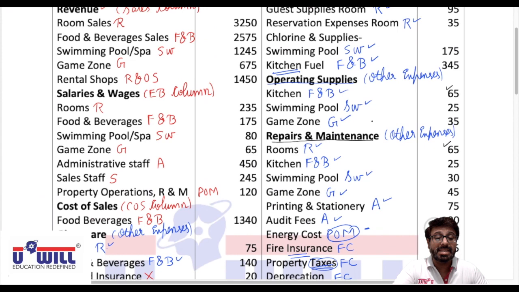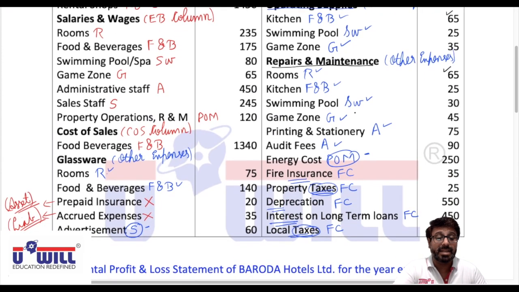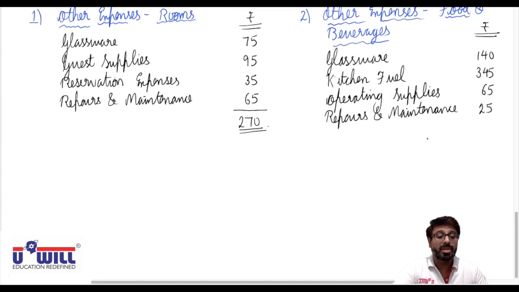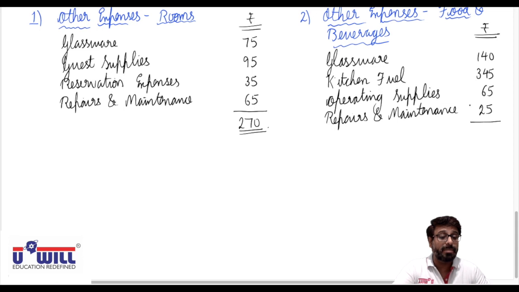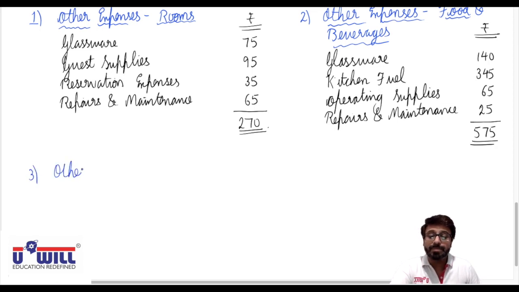Then after repairs and maintenance of kitchen, what else? Anything else marked as F&B? No. So what are the total expenses of food and beverages? 140, 480, 540, 560, 575. Okay, all of you check it thoroughly well. 140, 480, 540, 560, 575.